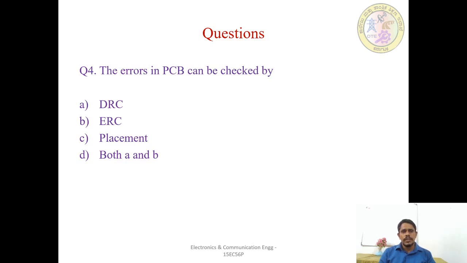Fourth question. The errors in PCB can be checked by: A. DRC, B. ERC, electrical rule check, C. Placement, D. Both A and B. The errors can be checked by design rule check or electrical rule check. Therefore, the answer is D, both A and B.